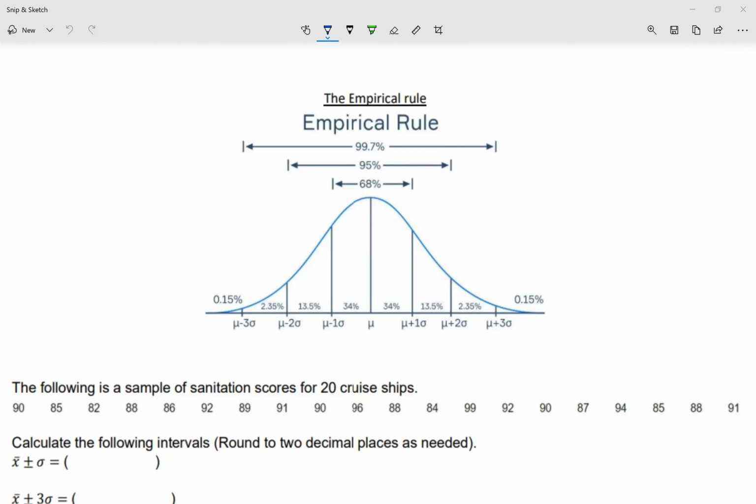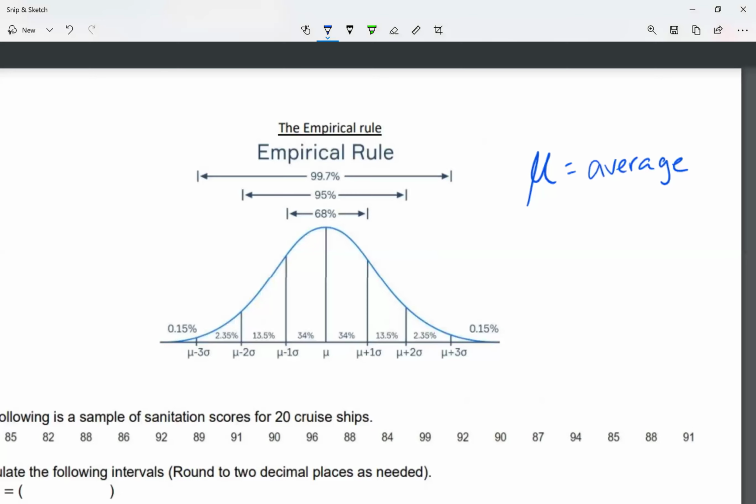Now, the empirical rule gives us probabilities. One thing I'm going to be using is the Greek letter mu, which looks like a U with a tail at the beginning. It's the Greek letter mu, which we're going to use for average. We usually use that for the average of the population. Another symbol for average that I'm going to use later on is an X with a bar on top. That's usually the average of a sample. But those two symbols are going to be representing average.